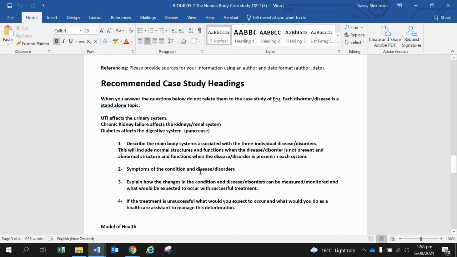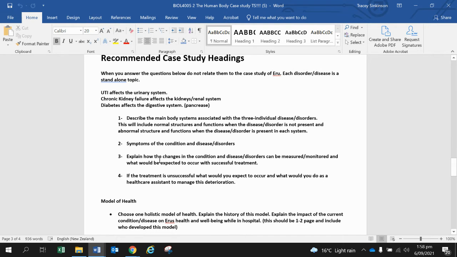Signs and symptoms of that condition, that disease, and explain how the changes in the condition can be measured, monitored, and what would be expected to occur. So knowing what symptoms go with that condition, you'll know how to monitor the change of those symptoms. So it would have to do with the pain levels, the fever, the urination, the colour, the smell. There's all your symptoms. Now, how do you know if it's getting worse or how do you know if it's getting better? What are you looking for?